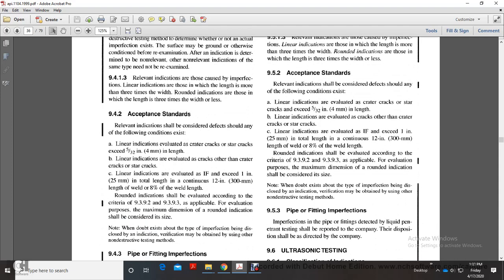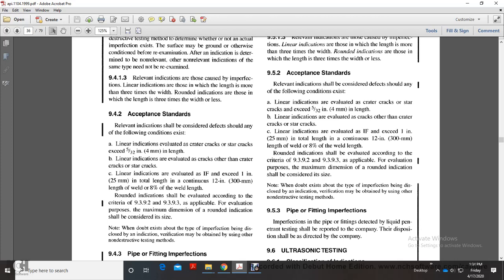Alright, 9.4.3.1. Relevant indications are those caused by imperfections. Linear indications are those in which the length is more than 3 times the width. Rounded indications are those in which the length is 3 times the width or less. 9.4.2, acceptance criteria. Relevant indications are considered a defect should any of the following conditions exist.